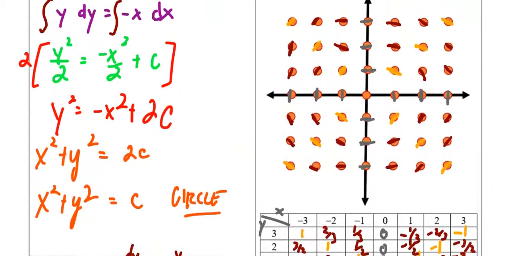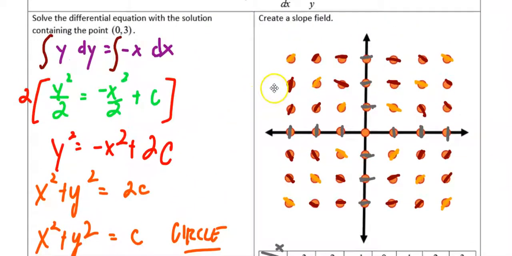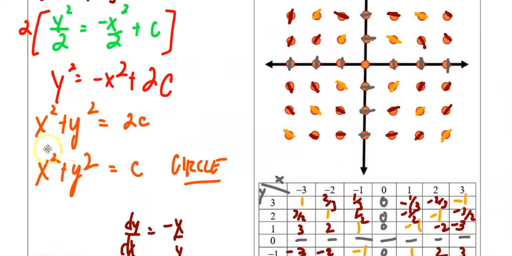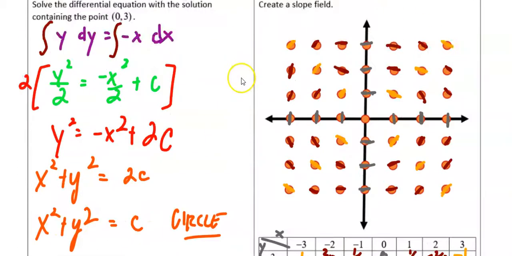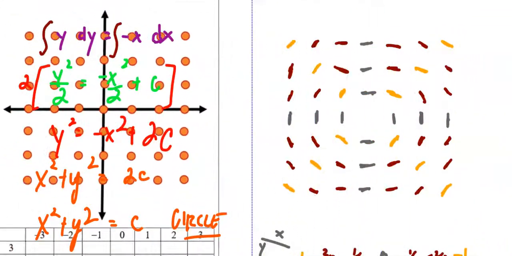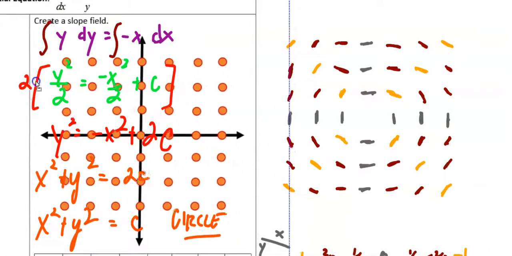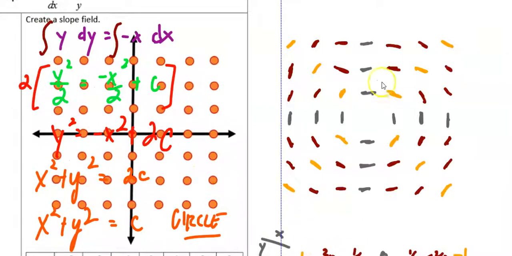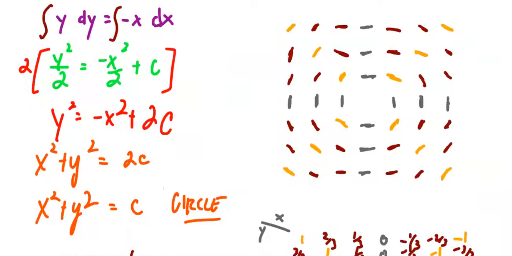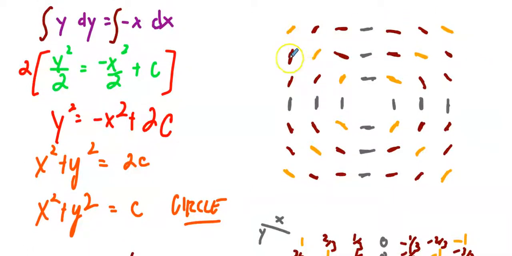So this looks very crazy. What I'm going to do here is just move all this away for a second. Remember, our differential equation was x squared plus y squared equals c. And if I move this out of the way for a second, you guys can see that we've now created what looks like a circle.